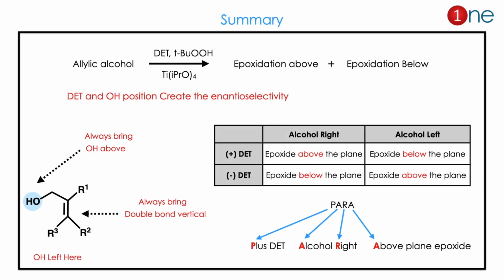Let us summarize what we have seen. Always you have to bring the double bond vertical and bring the OH above, then only our theory will work. Then you have to know the alcohol position and DET decide the position of the epoxide. The mnemonic is PARA. PARA stands for P, plus DET, alcohol right side and above the plane.